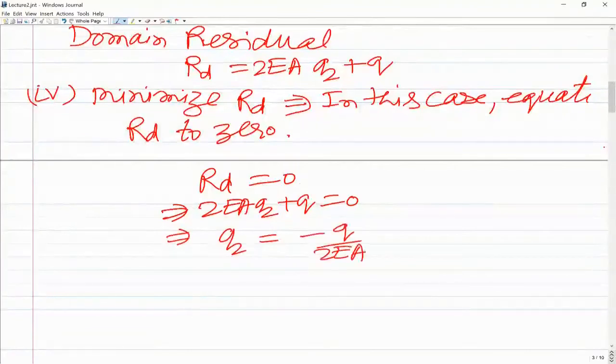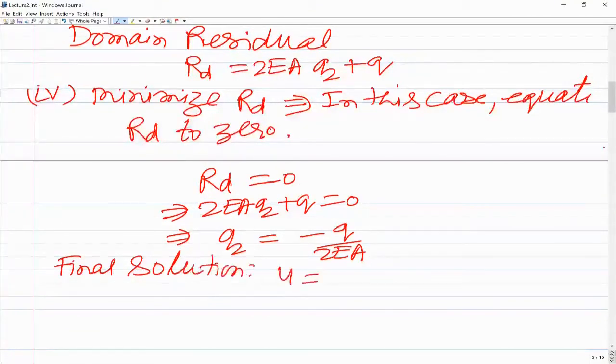So once you get this, then you can say the final solution, that is u is equal to, we had a2, so a2 is minus q upon 2EA, and into x square minus 2lx. So this is the final solution of this problem.